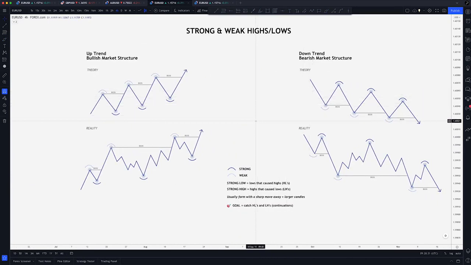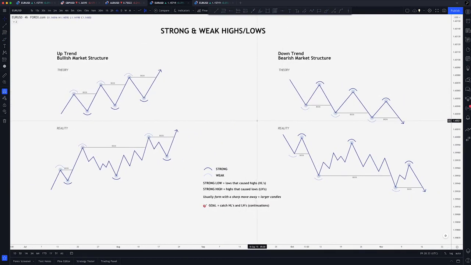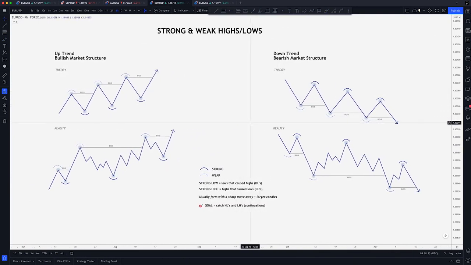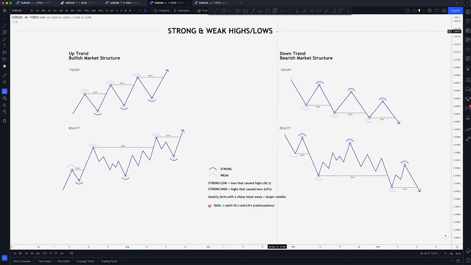So on to the next thing, very, very simple stuff here, but this is the concept of strong and weak highs and lows. The easiest way to think about this is, what is a low's job? Well, a swing low's job is to make a swing high, if you think about that, right? And a swing high's job is to try and make a lower low, okay? So lows want to make highs and highs want to make lows.